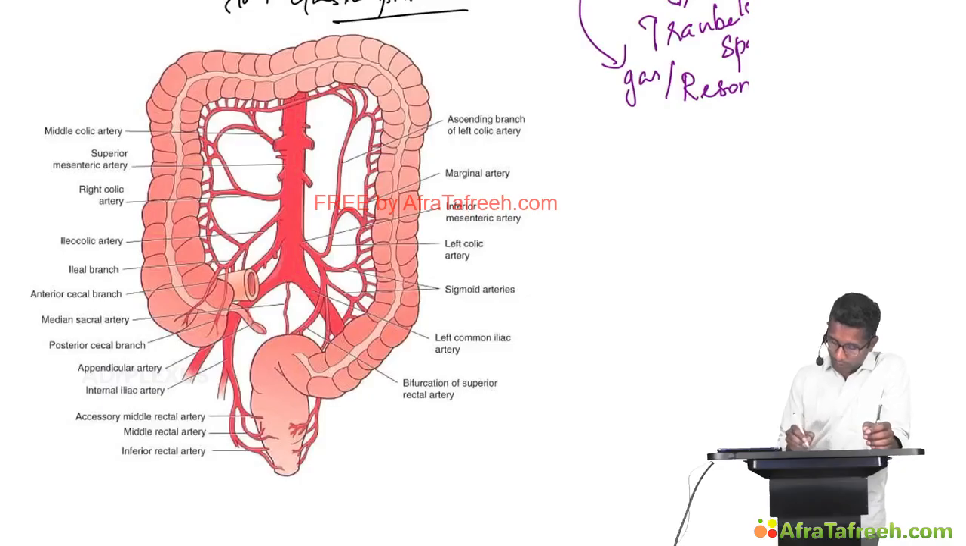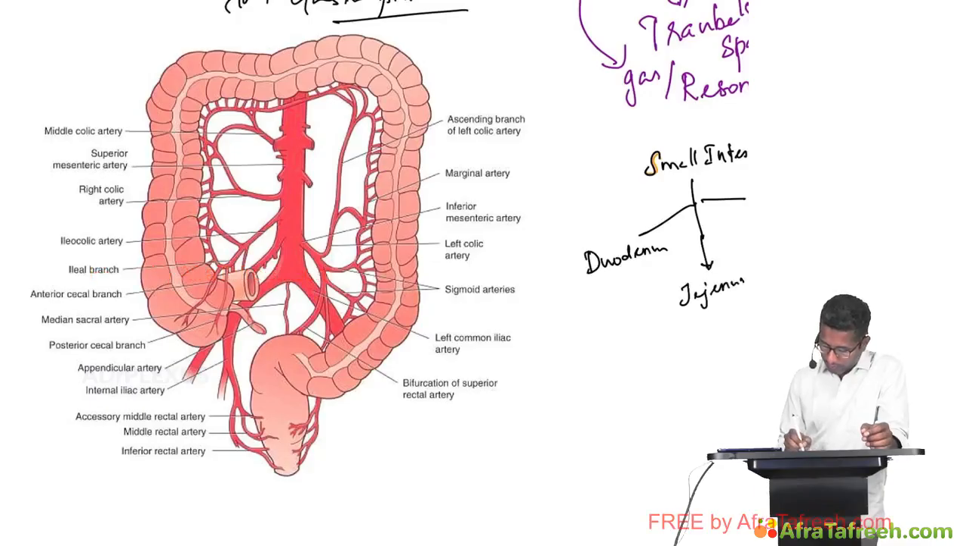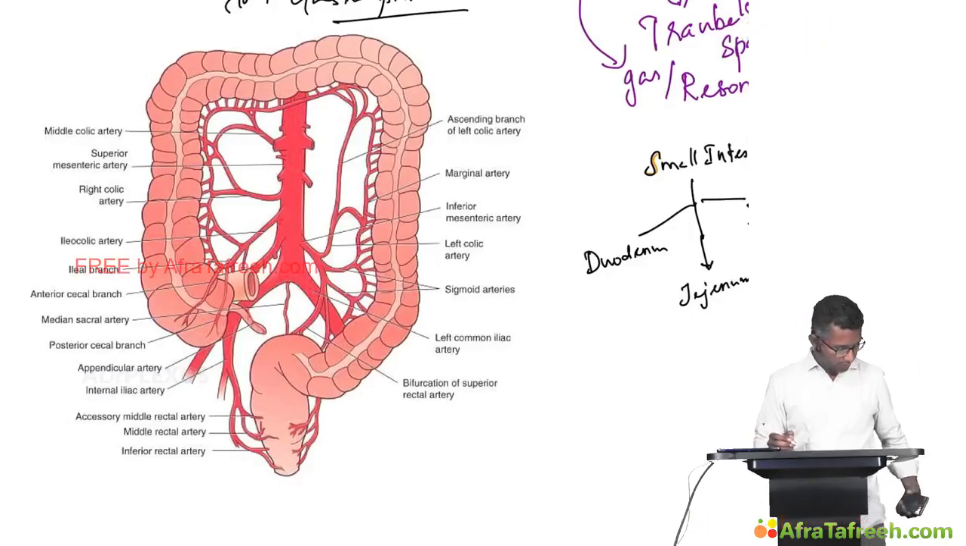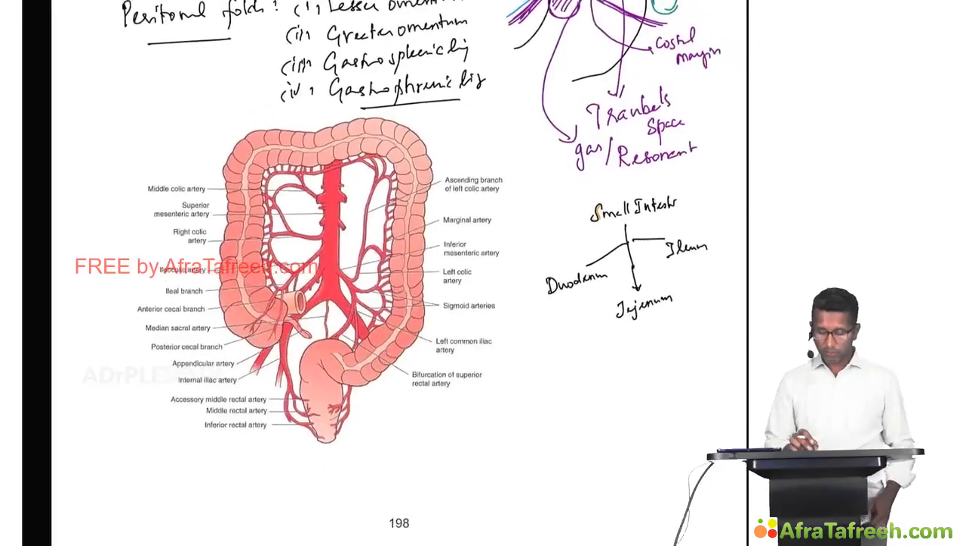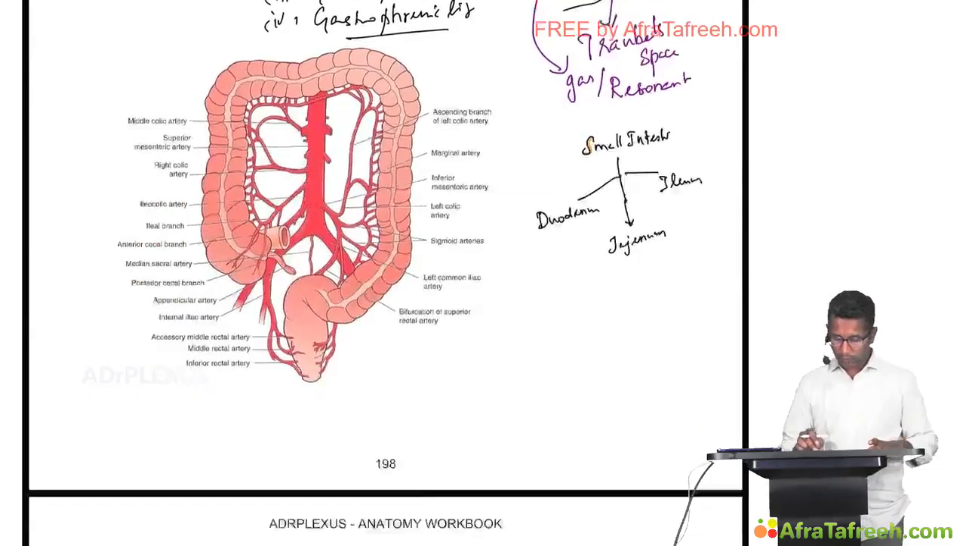You know that the small intestine is divided into 3 parts. One is the duodenum, another is called the jejunum, and another is called the ileum. So we'll just discuss the duodenum.